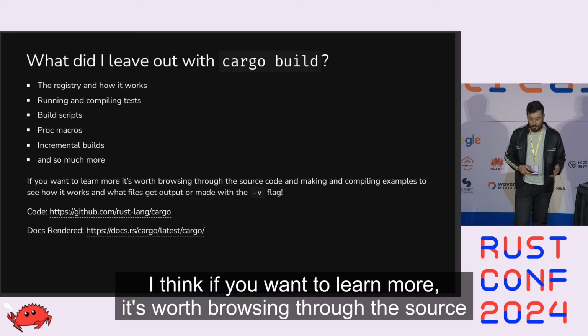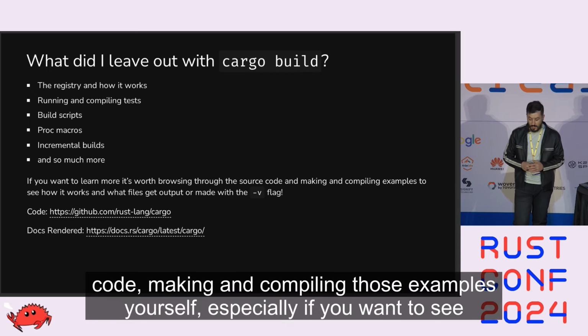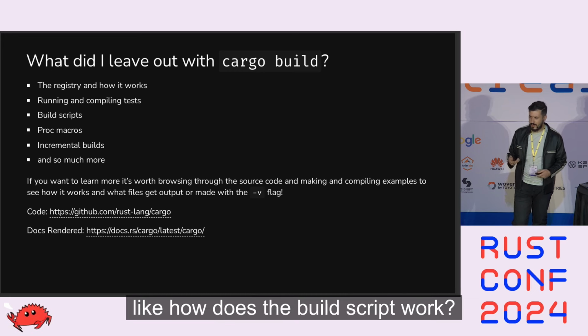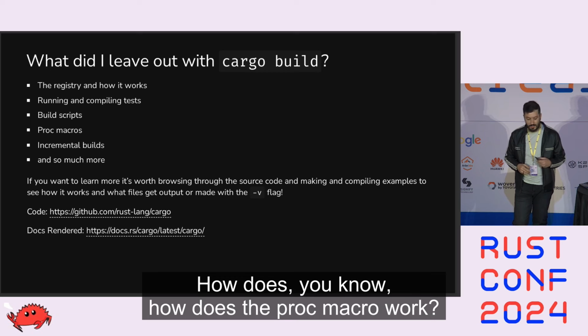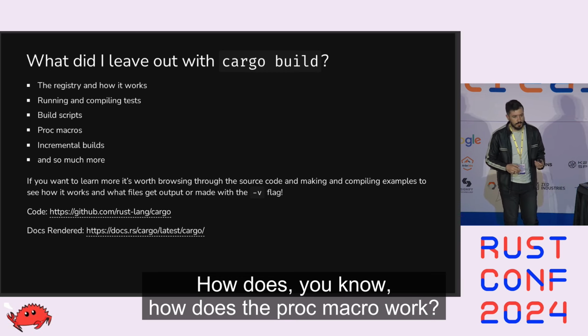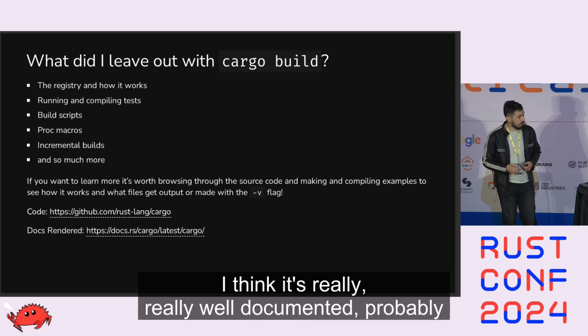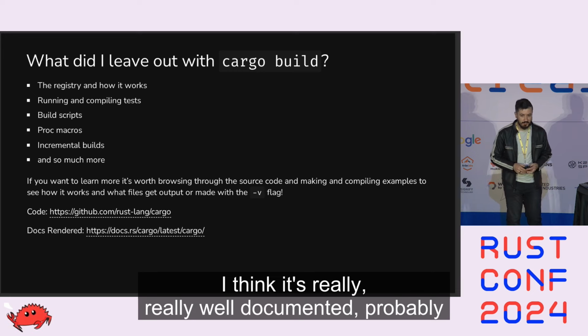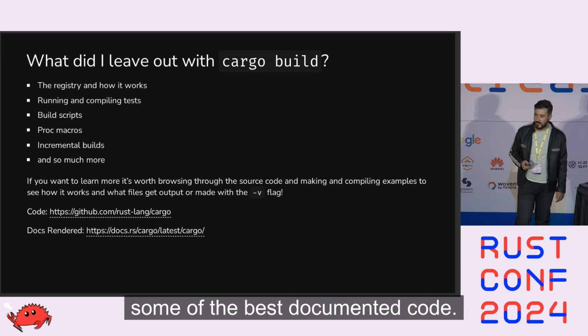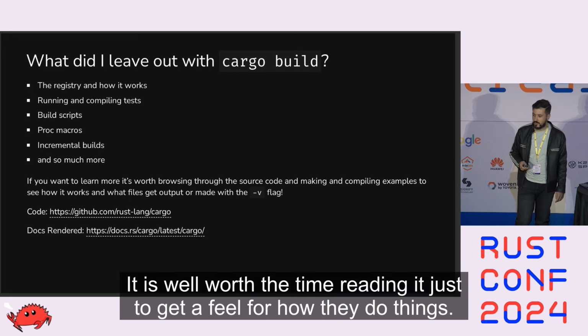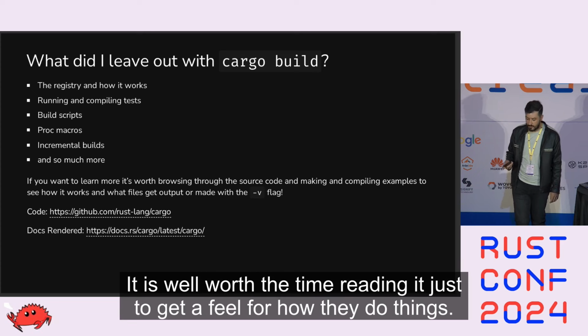I think if you want to learn more, it's worth browsing through the source code, making and compiling those examples yourself, especially if you want to see, like, how does a build script work? How does the proc macro work? You can find all the code for Cargo online here at this link. I think it's really, really well documented, probably some of the best documented code. It is well worth the time reading it just to get a feel for how they do things.